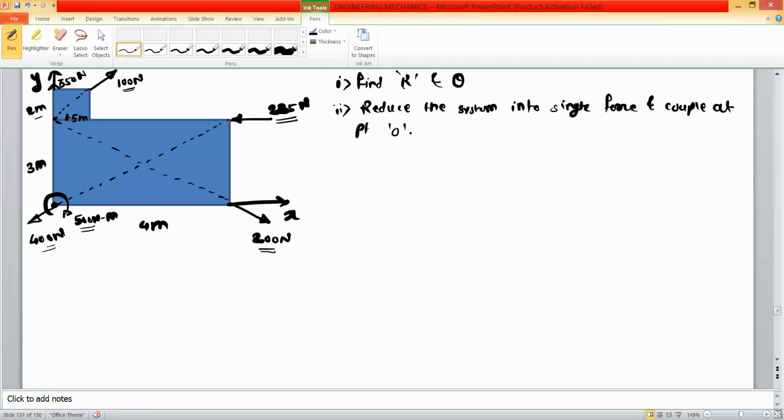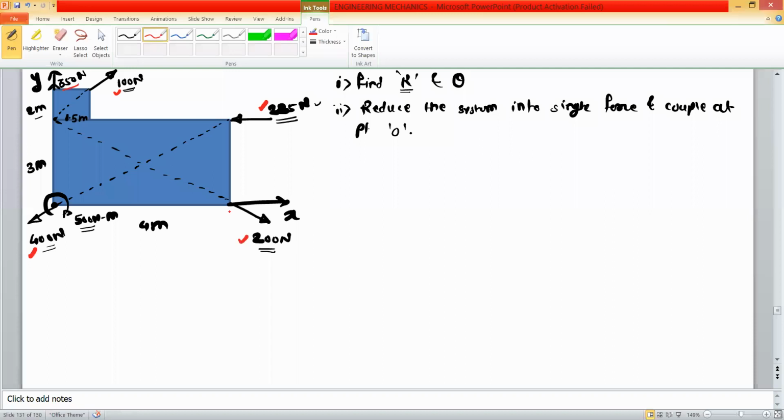So to find the resultant, the step is to first find summation Fx and summation Fy. To find summation Fx and summation Fy, we have to resolve the forces which are inclined to either the x-axis or y-axis. If you observe this diagram, the 225 and 350 forces are both acting exactly in the x and y direction: 225 in the negative x direction and 350 in the positive y direction. So we have to resolve only the forces 200 Newton, 400 Newton, and this 100 Newton.